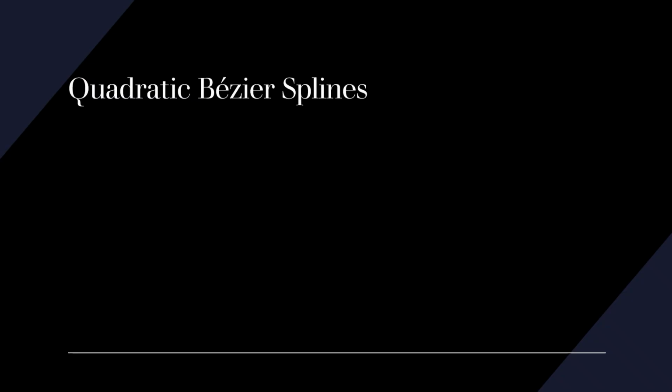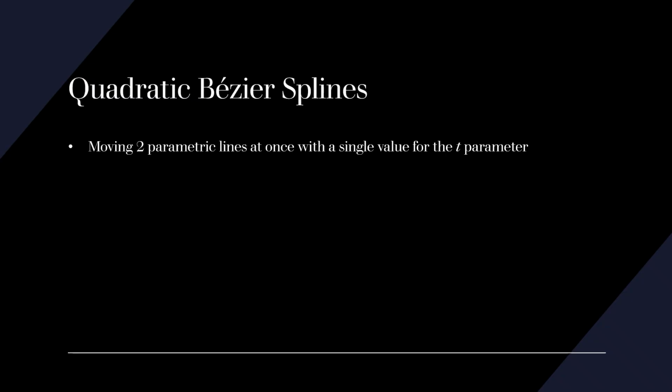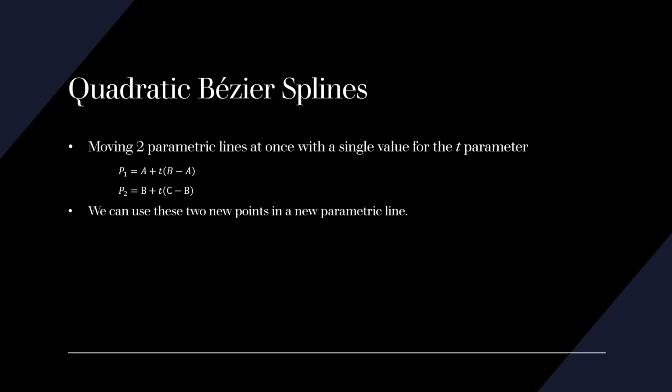As we saw with that example, we're moving 2 parametric lines at the same time, but using a single value for t as the parameter on both. So P1 is moving from A to B based on the t parameter. P2 is moving from B to C, again based on the t parameter. So we now have 2 points, P1 and P2, that we've calculated. We can use these 2 new points as a new parametric line going between P1 and P2, as shown here. So let's see how that would look in practice.